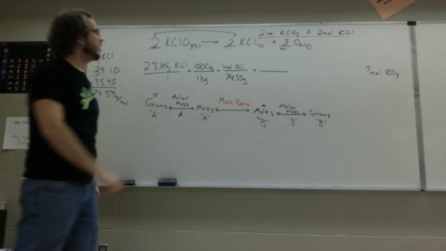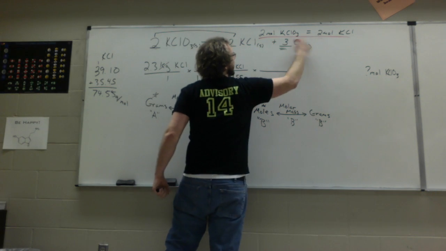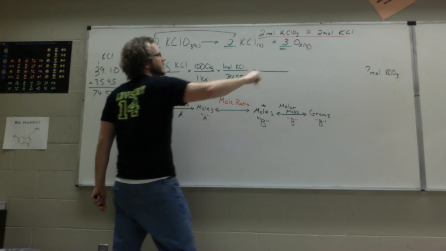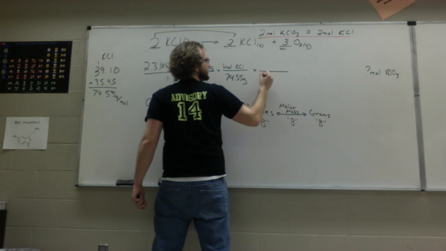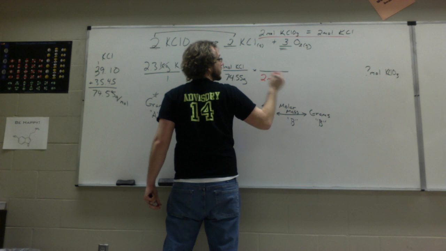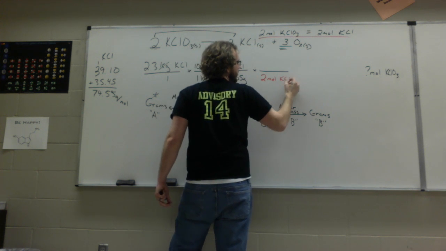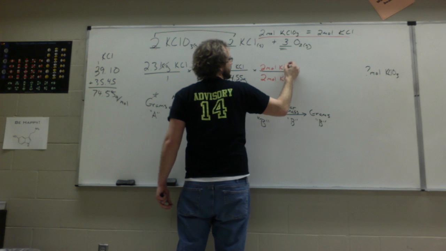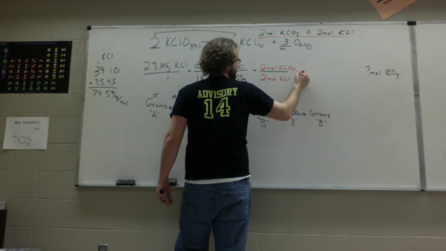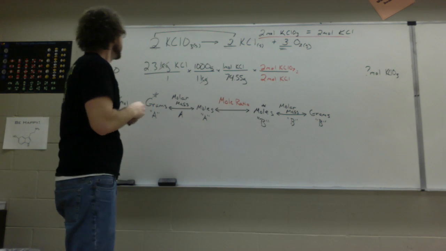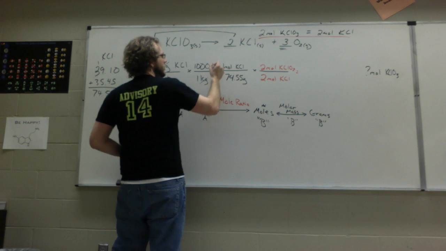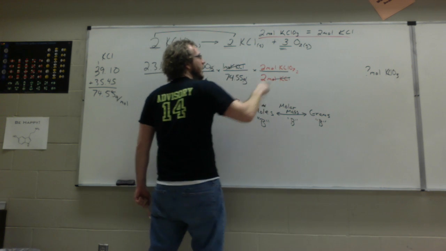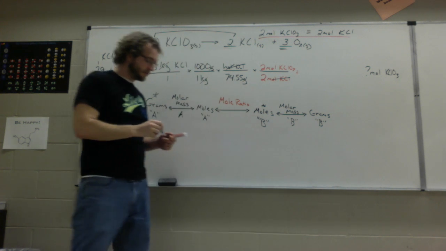And hey, lo and behold, it's the same ratio that we used before. We're just going to flip it. This time, we're going to put our 2 moles of potassium chloride on bottom for every 2 moles of potassium chlorate. We check our units here. Kilograms we already canceled. Grams we cancel. Moles of potassium chloride cancel. And we're now in moles of potassium chlorate.